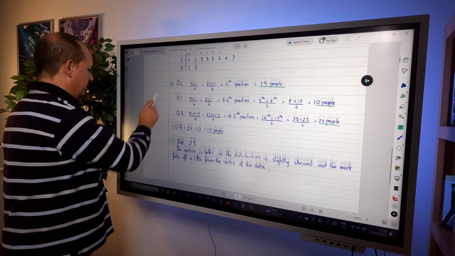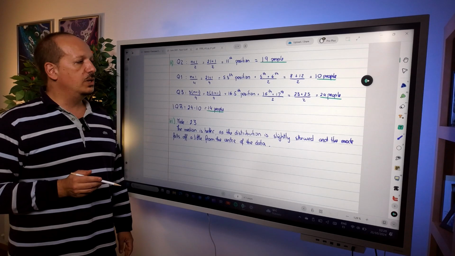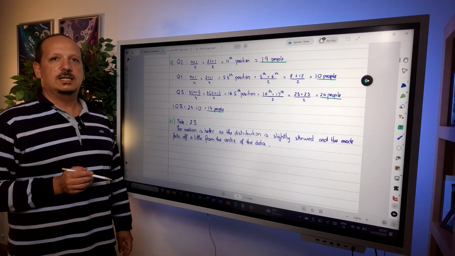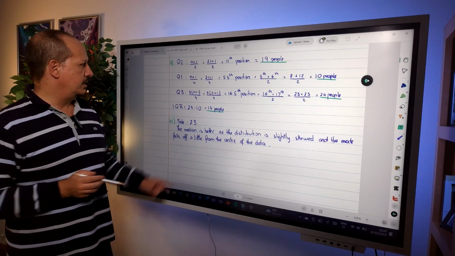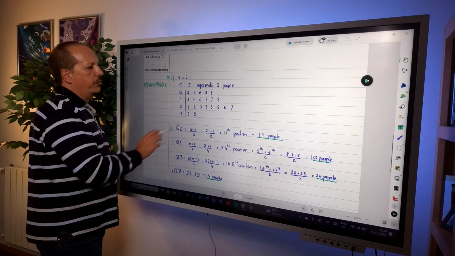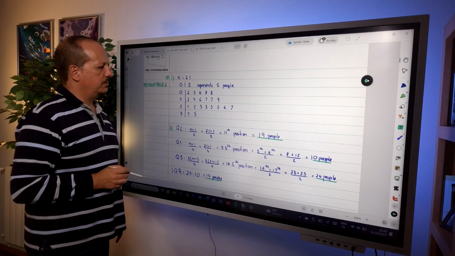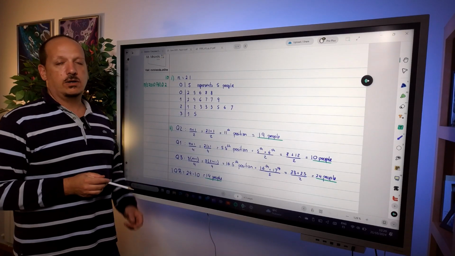So I would argue that the median is better as the distribution is slightly skewed, and the mode falls off a little from the center of the data. So particularly this last point would be enough for me to pick the median instead of the mode as the best measure of central tendency.